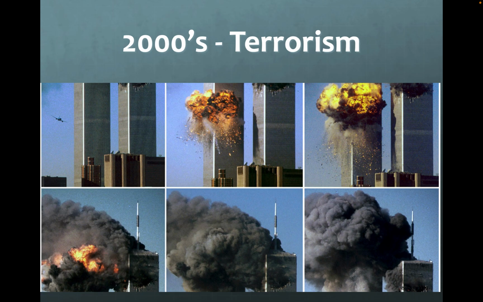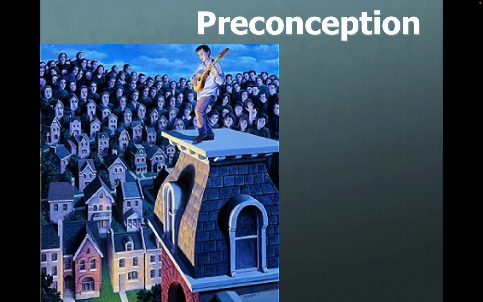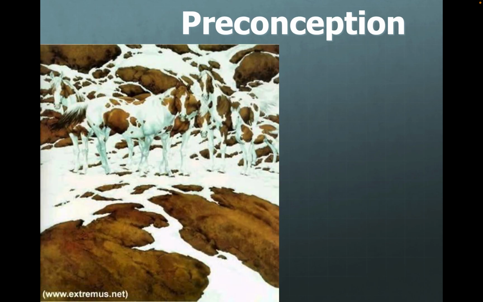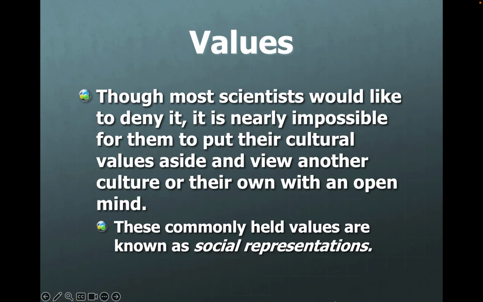perceptions, how we see the world, and that's why I put these in here, so that you could count the horses. You got to count their noses. 1, 2, 3, 4, 5, I think. Yeah, 5. Though most scientists would like to deny it, it is nearly impossible for them to put their cultural values aside and view another culture or their own with an open mind.